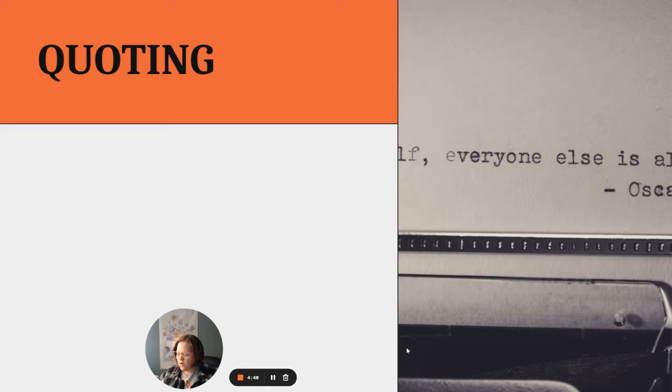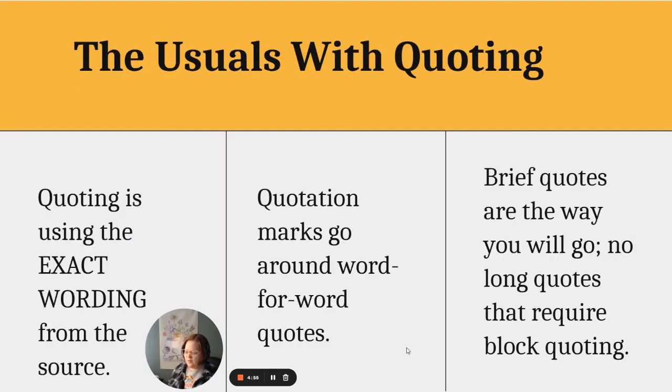Quoting is one of the big things that people like to use in their writing. Quoting itself is just using word for word the exact wording from the source. Quotation marks are going to go around the word for word quoted information. You will do this by using brief quotes. Long quotes that require block quoting should not be used. You should not have long sentences of just quoted material. That's not you writing, that's just copy and pasting, and that gets into plagiarism territory, which we will talk about a little bit later.